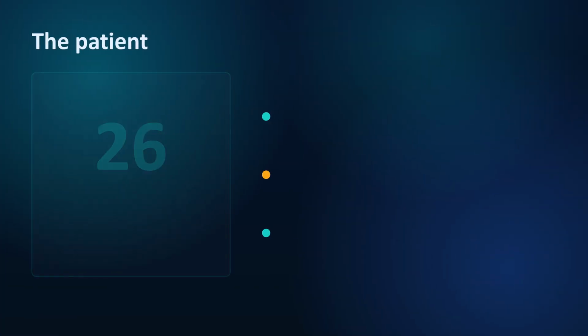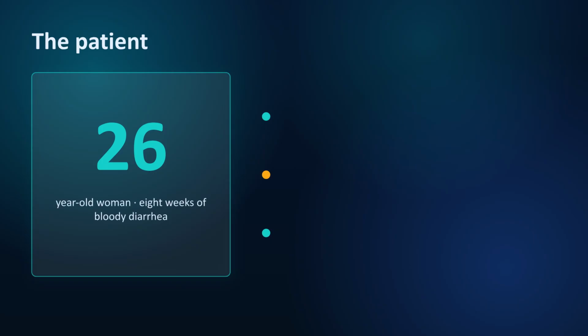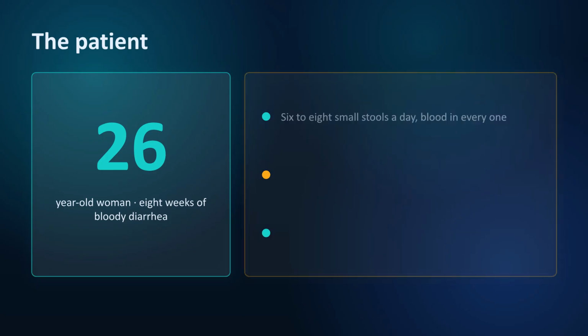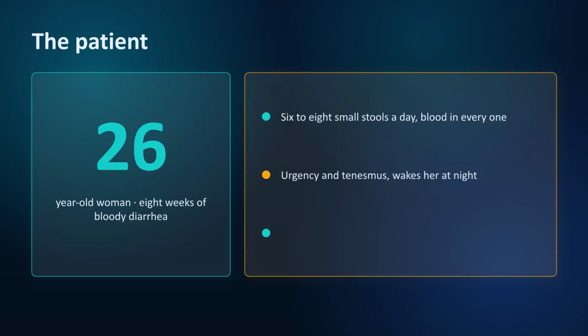Here is our patient. A 26-year-old woman comes to clinic with 8 weeks of diarrhea, and there has been blood in it from the very beginning. She is having 6 to 8 bowel movements a day, and each one is small. She describes constant urgency and tenesmus, that feeling that she still needs to go even right after she is gone. She has lower abdominal cramping that eases once she passes stool, and the stools wake her at night. Keep every one of those details. Each one is doing diagnostic work.